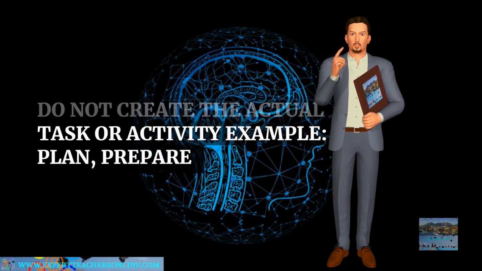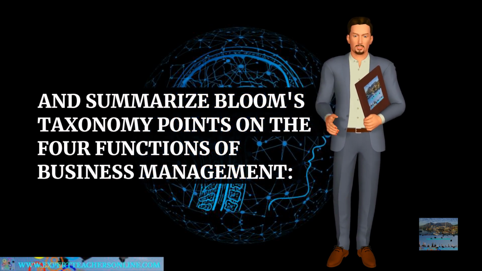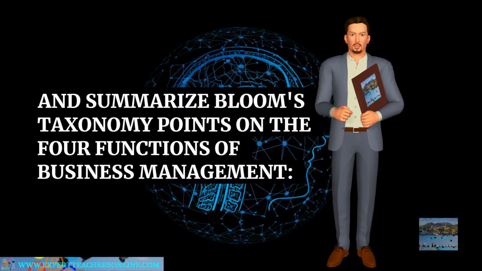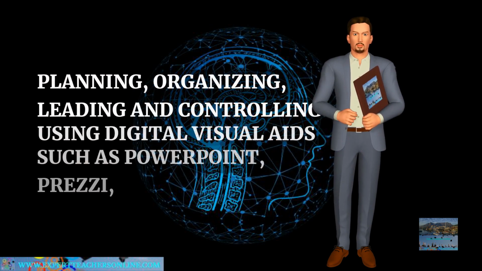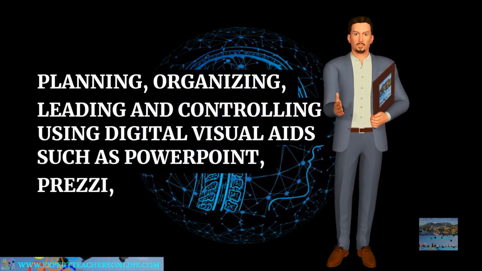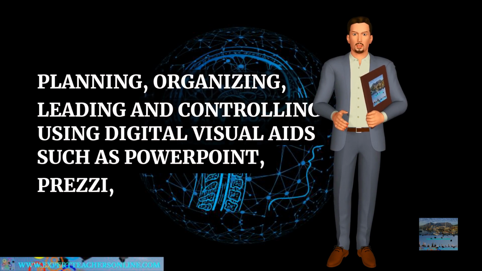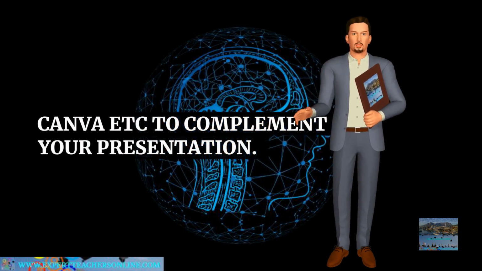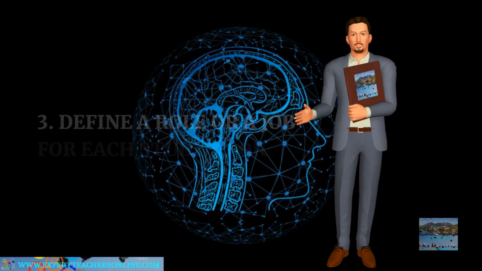Example: plan, prepare and summarize Bloom's taxonomy points on the 4 functions of business management: planning, organizing, leading and controlling, using digital visual aids such as PowerPoint, Prezi, Canva, etc. to complement your presentation.